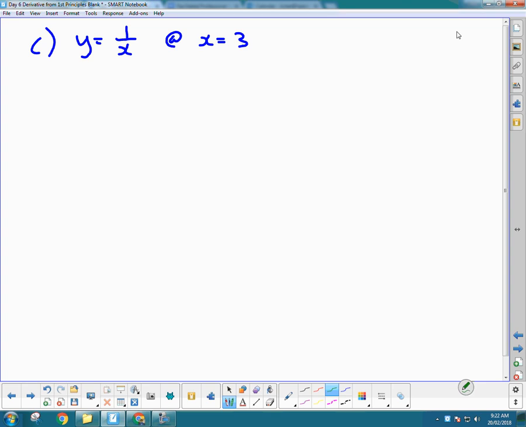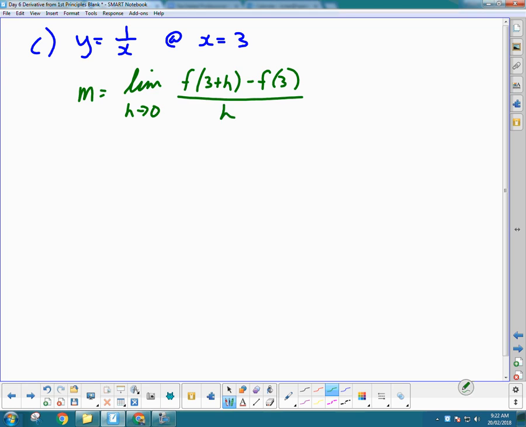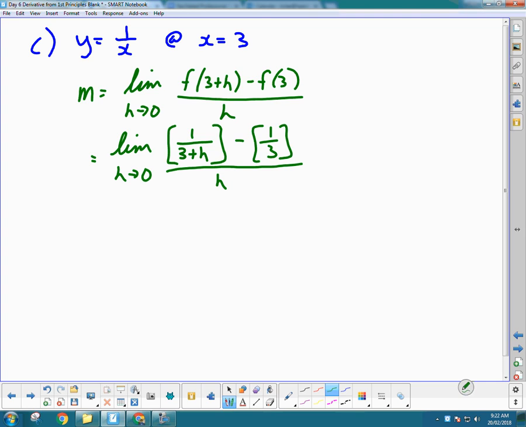So in this case, we're doing it at x equals 3. To find the slope, it's the limit as h approaches 0 of f at 3 plus h minus f at 3, all over h. So I'm going to plug in 3 plus h into this function. Instead of 1 over x, it's 1 over 3 plus h. And I'm going to plug in 3. So it's just 1/3.